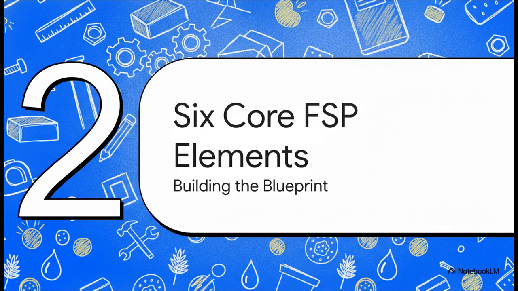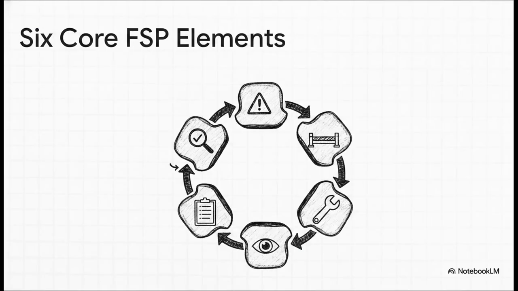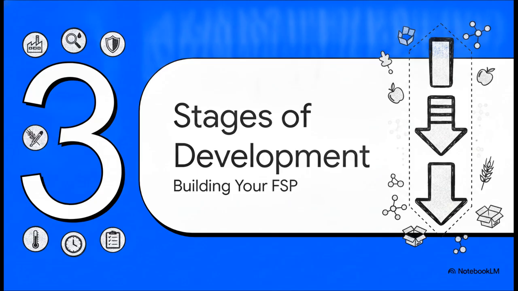Moving right along to Section 2, the 6 core FSP elements you need to build this blueprint. Let's list the elements of a food safety plan, because these are your unbreakable pillars. You've got to list your hazards, identify preventative limits, establish monitoring procedures, figure out corrective actions, keep meticulous records, and constantly check and review. Together, they create this continuous closed loop. You are always spotting threats, setting the rules, watching those limits, and fixing things the absolute second they start to drift out of bounds.